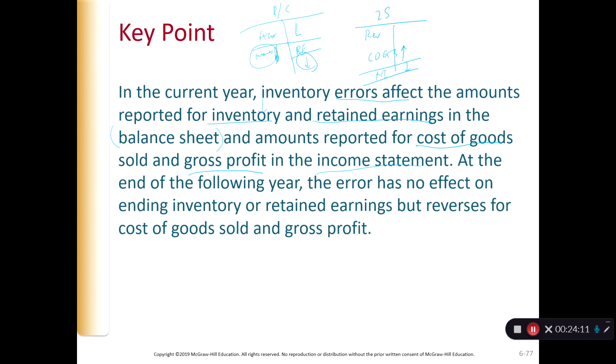At the end of the following year, this is another important thing: the error has no effect on the ending inventory, right? Because it's going to wash back, and so will retained earnings. The ending inventory is going to grow back, and retained earnings is going to grow back. But the reversal will hit the cost of goods sold in the income statement of year 2: you're going to have a much smaller cost of goods sold, and your net income in year 2 is going to be increased. Okay.